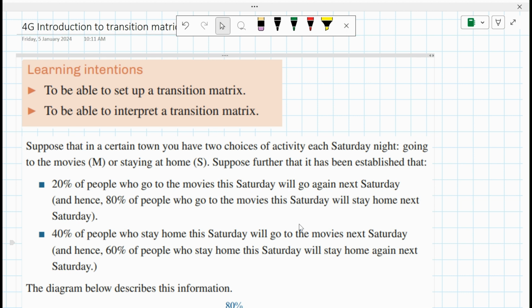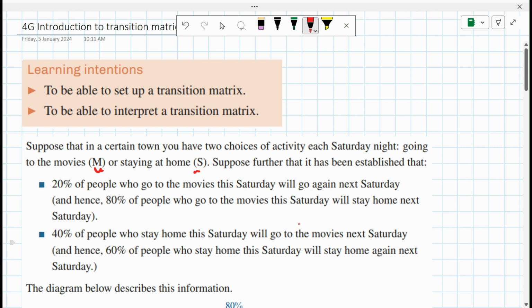Okay, so suppose we have a certain group of people and we have two activity choices each Saturday night: either going to the movies or staying at home.